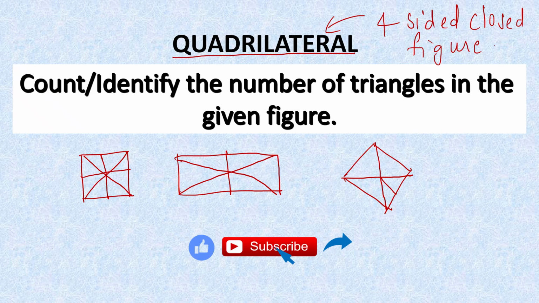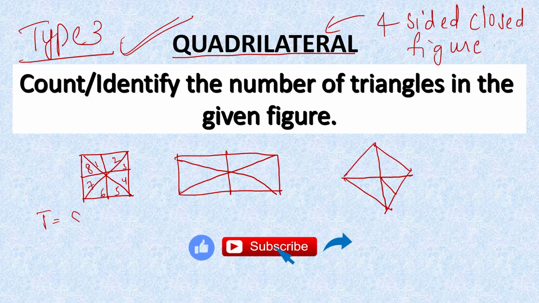So here also there is one trick that you need to remember. For quadrilateral types of problems, this is type 3 you can say, where they ask you to find out the number of triangles. So here how many triangles are there? You can see 1, 2, 3, 4, 5, 6, 7, and 8. So here 8 are there. So you need to double it, 8 into 2. That gives you 16. So the total number of triangles in the first figure is 16.